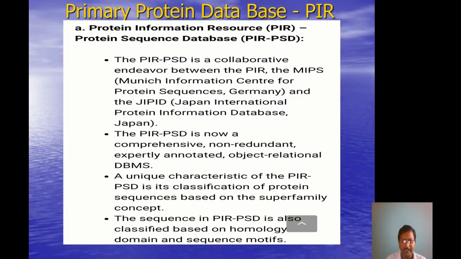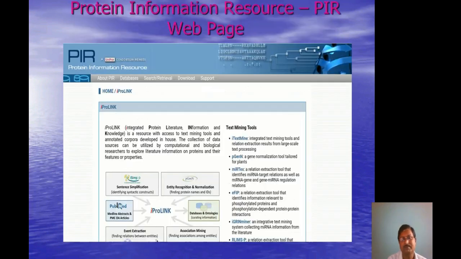So it is a unique characteristic of the PIR PSD. It is its classification of protein sequences, based on the protein superfamily concept. The sequences in this PIR PSD are also classified based on the homology domain of the protein and the sequence motif of the proteins. So PIR gives almost all the information about the primary structure of the protein. That is why it is called a primary database.